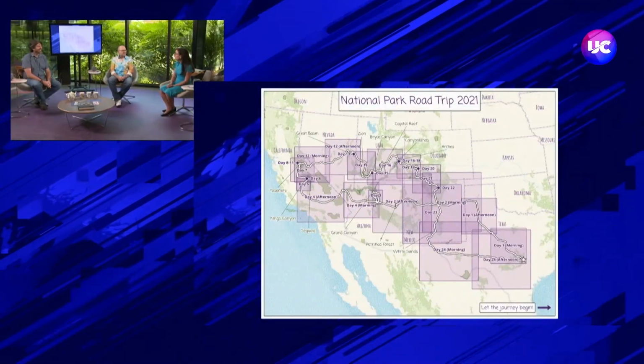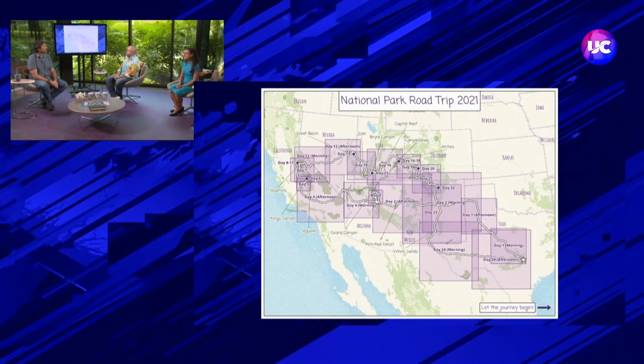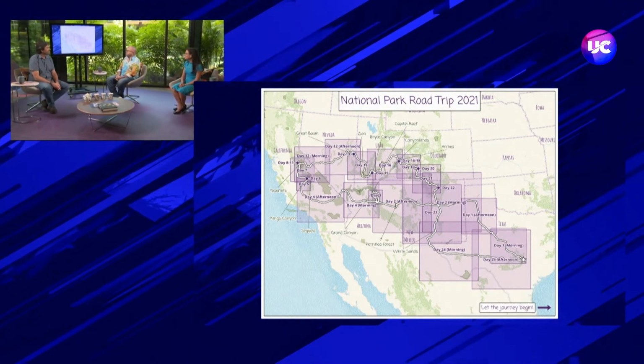Awesome. Cool. All right, map number 3 might be my favorite of the entire map gallery. I really, really like this map. It is the National Park Road Trip Atlas 2021 by David Sherman. And it's just a really sweet story. Sometimes maps just tell awesome little stories.